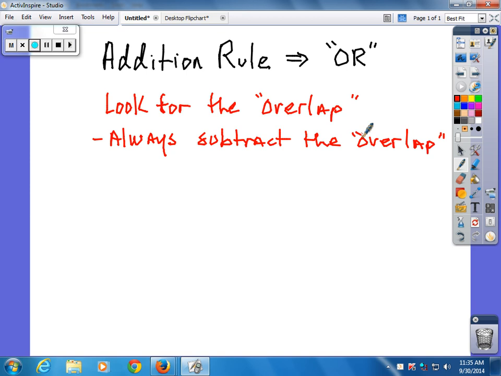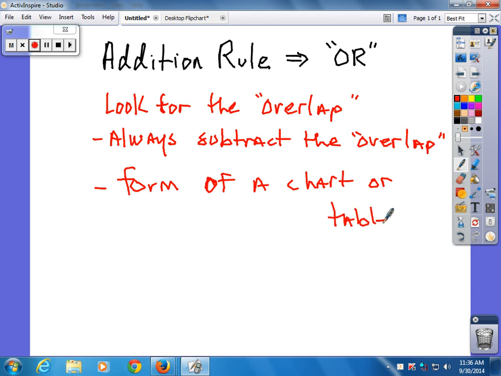Got it? And what in the world's an overlap? Well, get your highlighters out because we're going to use highlighters today. All you need is 2 different colors. Most of your addition problems will be in the form of a chart or a table. So if you get a problem on the test and it is not in the form of a chart or a table, then you need to get it in the form of a chart or a table.